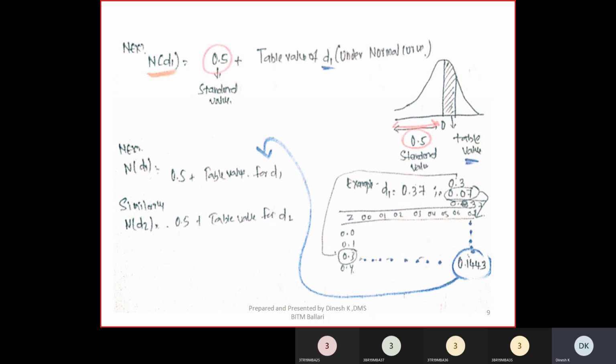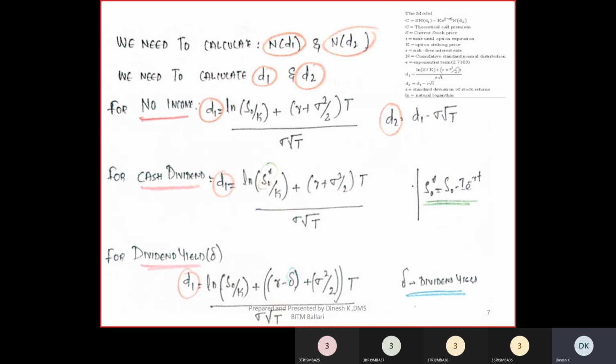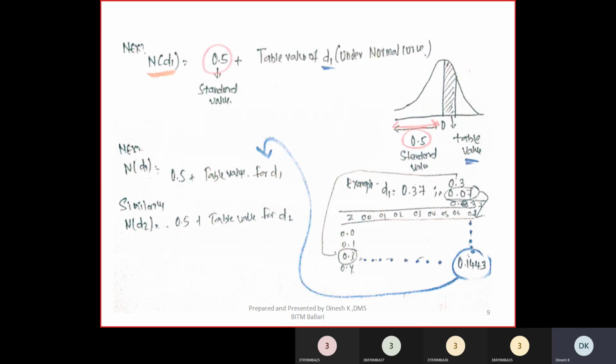Let me show you one example. Here I have calculated the D1 value in the previous slide, and similarly I also calculated the D2 value. Let's say I got the D1 value as 0.37. What I have to do is split this 0.37 into two. The first thing, what is the first value after the decimal? In your primary class you might have studied units, tens, hundreds. So for 0.37, which value is in units, and which value is in tens?